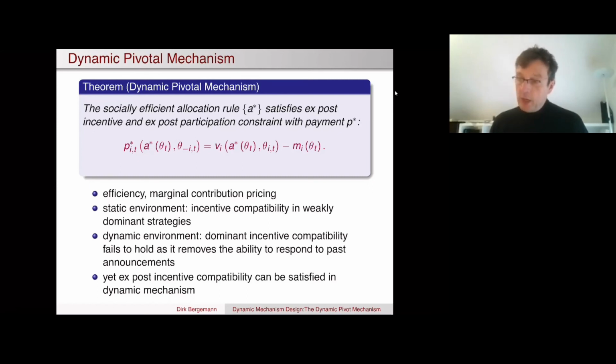Now, okay, what we're going to do is to impose one additional condition, and with that, we will actually not only get a unique allocation rule, but we will get a unique transfer rule.